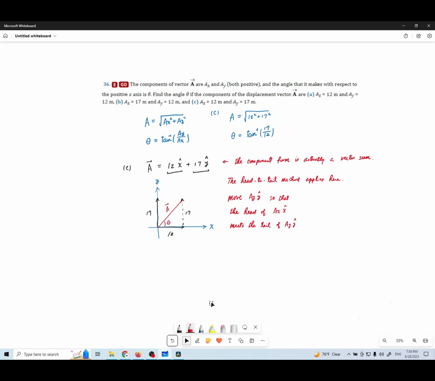From the right triangle, it is obvious that the magnitude of the vector A is the square root of 12 squared plus 17 squared, and the direction of the vector is given by the angle theta, which is equal to the arctangent of 17 divided by 12.